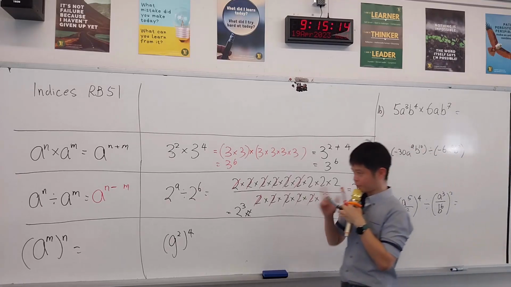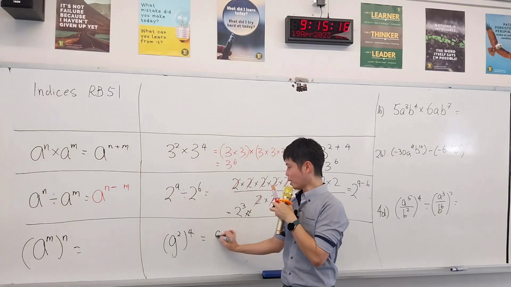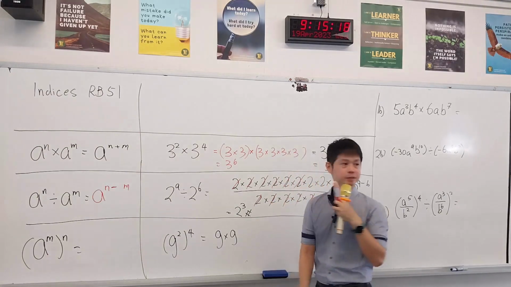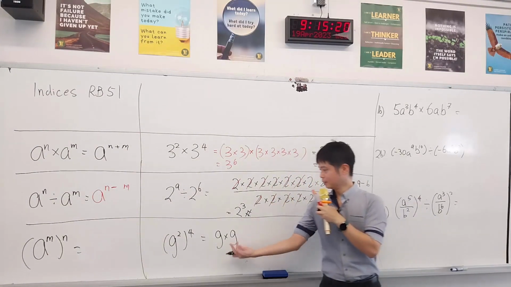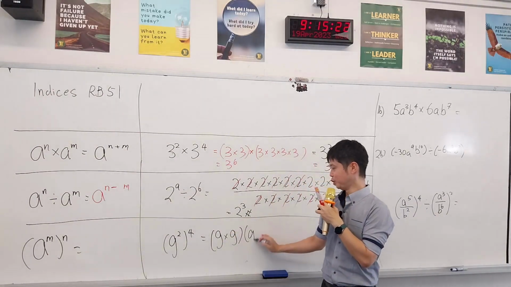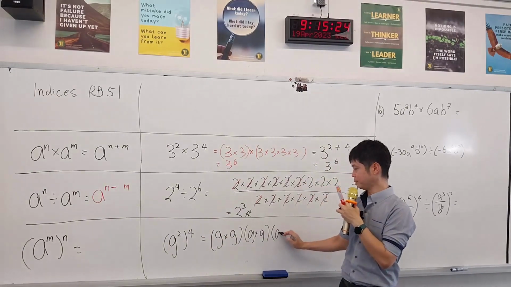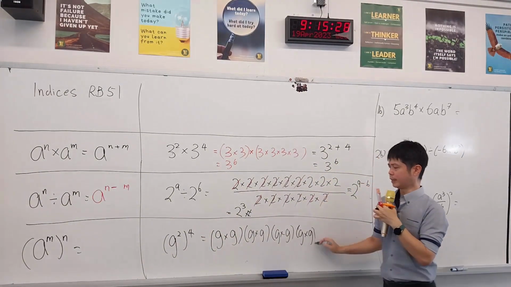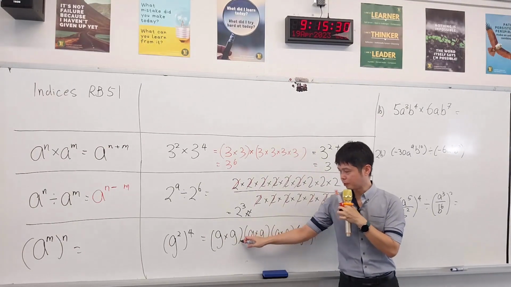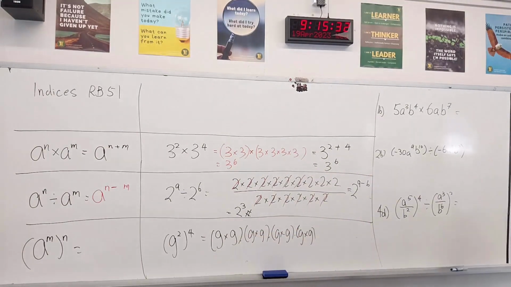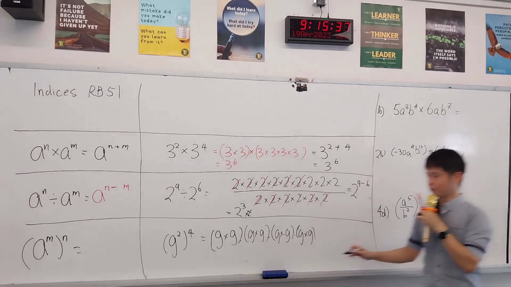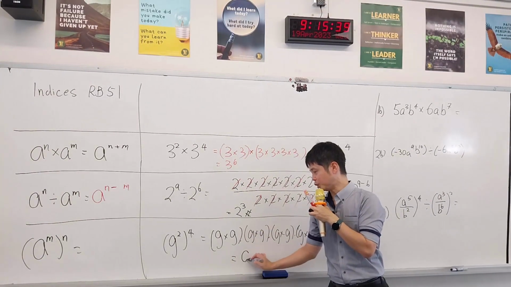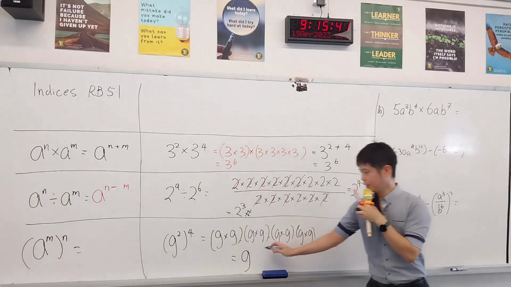All right, the last one. G square is G times G. I need to times this set 4 times. G times G, 1 time, 2 times, 3 times, and 4 times. There's no operation in between, means it's a multiplication. How many G's do I have? 8, right? So instead of writing 8G, I should write G to the power of 8.